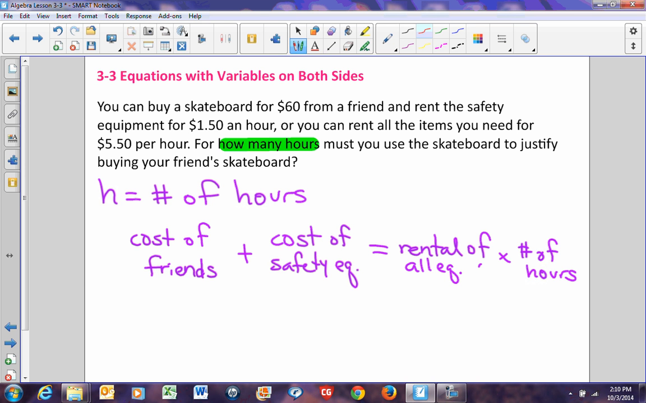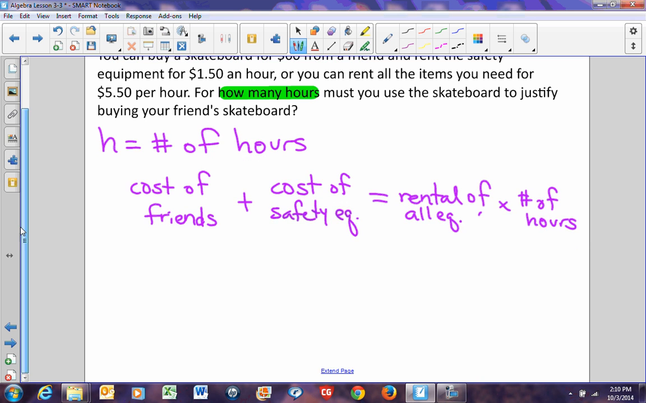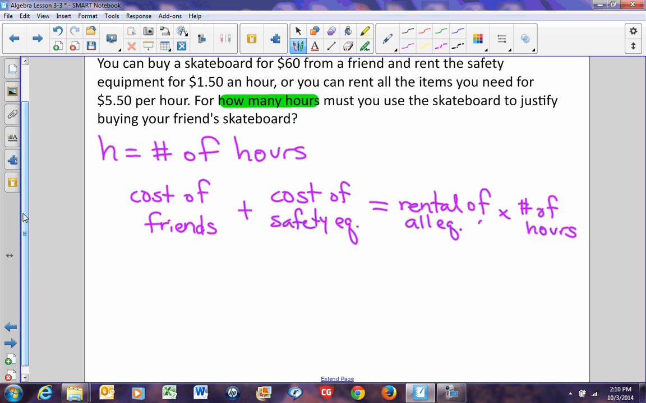To make it worth my while, the cost of my friend's skateboard plus the cost of the safety equipment has got to be less than what it's going to cost me to rent everything. So that's what I'm looking at trying to figure out. Okay, so let's look and see what we have. Let's try not to fear the problem.